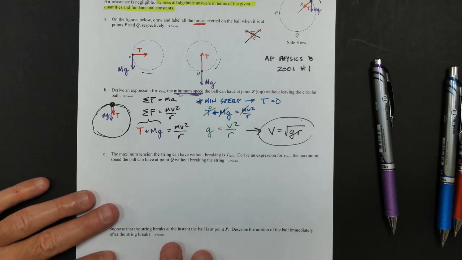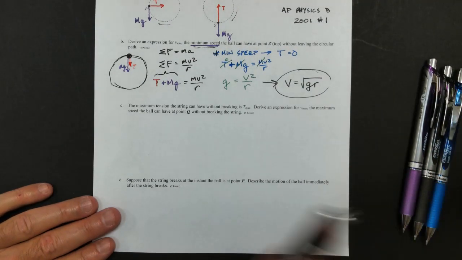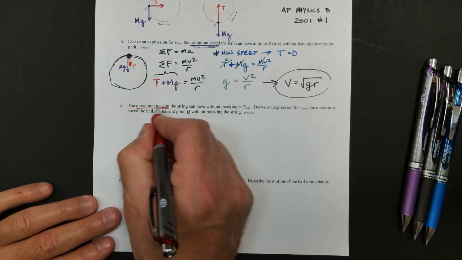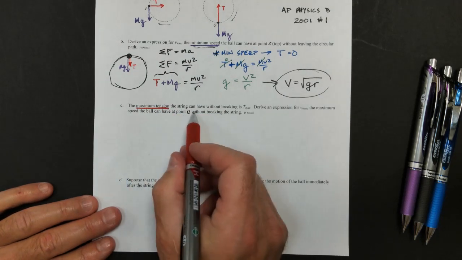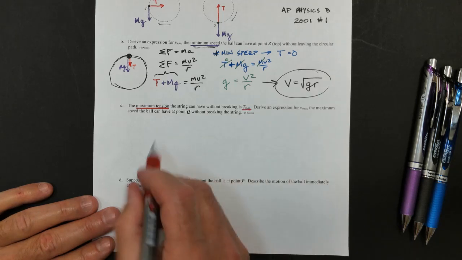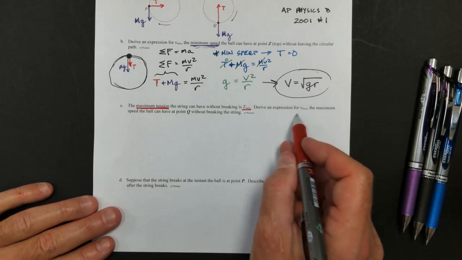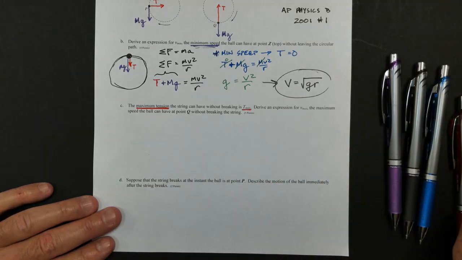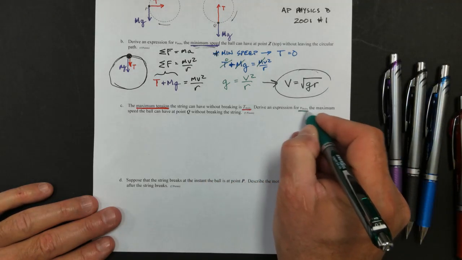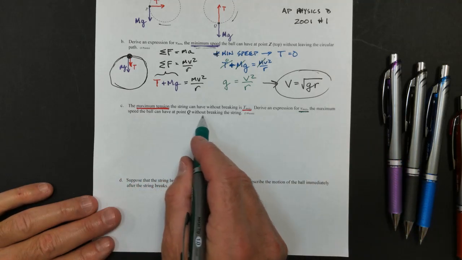Okay, next part. Now we've got a different question. Now notice this says the maximum tension. They want to know the maximum tension in the string that it can have without breaking, which is T max. So they're telling you that's the strength of the string. It says derive an expression for, not the minimum speed, but the maximum speed the ball can have at point Q without breaking the string.